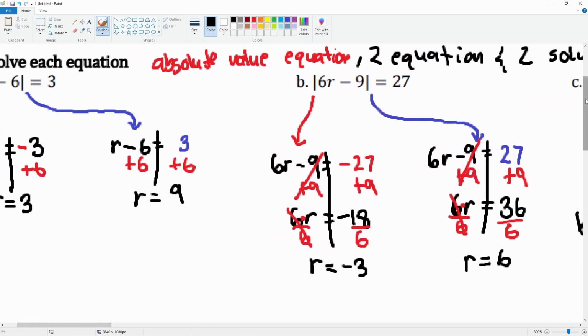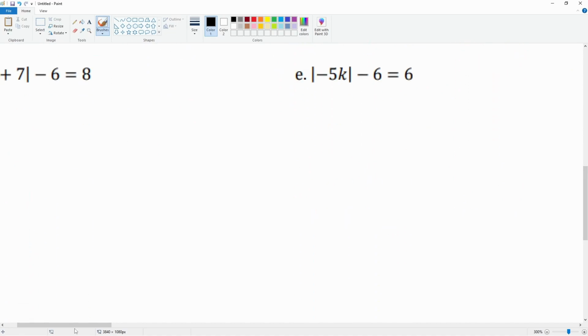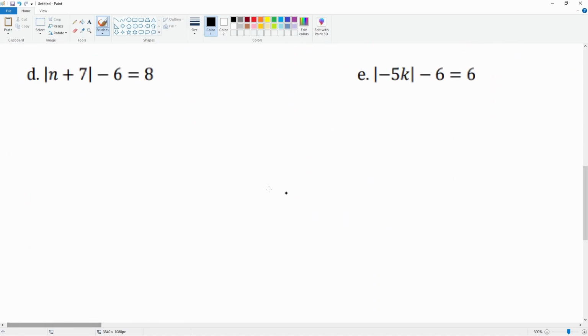Now let's take a look at question D. Notice the absolute value is not by itself, so we have to. Here's the line down that middle if you don't see it. We're going to add 6 to both sides because the -6 and the +6 will cancel, leaving me with just the absolute value of n plus 7. The absolute value is equal to 8 plus 6, which becomes 14.